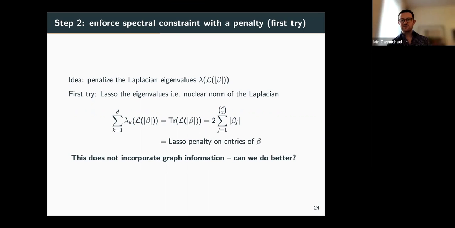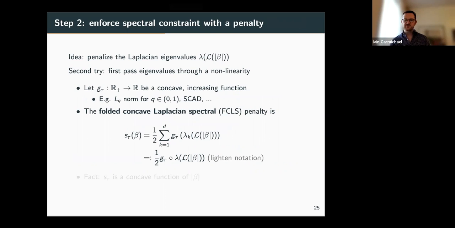Because our Laplacian matrix is symmetric, if we do this, we just end up back at the lasso. You can check pretty easily that the sum of the Laplacian eigenvalues is going to be exactly equal to 2 times the lasso penalty of our vector. The lasso is of course a reasonable thing to do for sparse learning, but we haven't taken into account the fact that we're working on a graph. So can we do better? And the answer is of course yes.